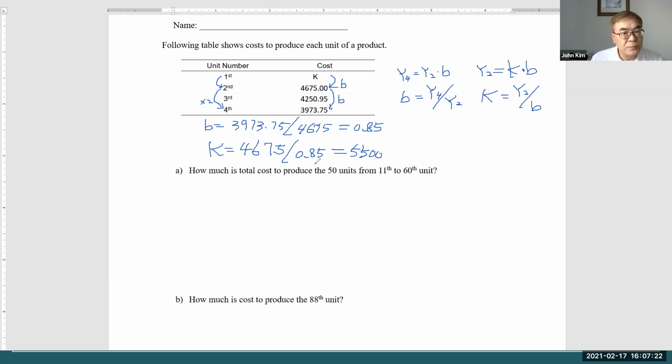So far, any questions? Can you do it? Okay. Question A: how much is the total cost to produce 50 units, unit 11 to 60? So this one is cumulative. Unit 11 to 60.